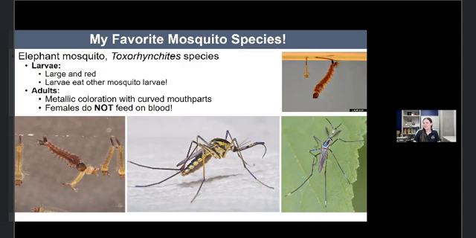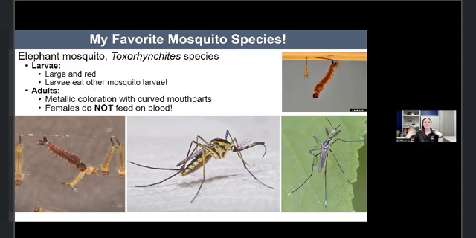And they're called elephant mosquitoes, if you look in the second picture on the bottom, because their mouth part has this curve in it, which makes you think of the trunk of an elephant. And they're also very large mosquitoes. So that's where they get their name. And they tend to have some cool metallic colors on them, blues and golds and things like that. So that's why they're my favorite, because they don't blood feed and they eat other mosquito larvae.